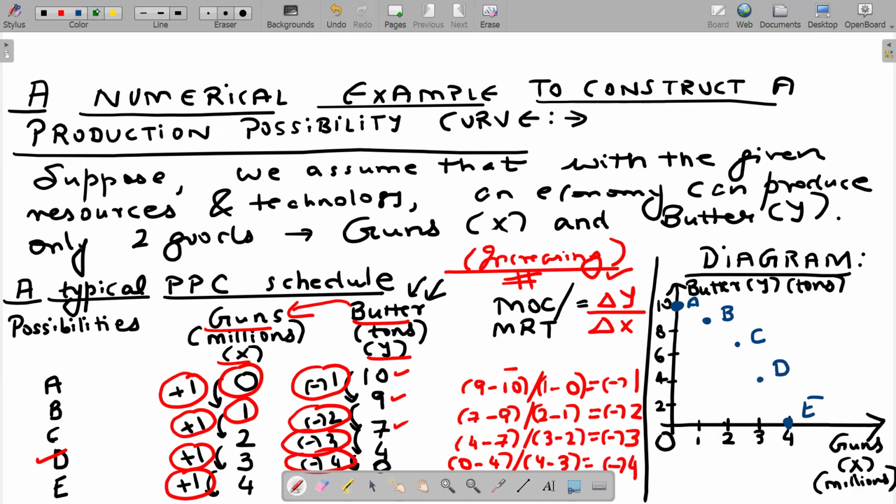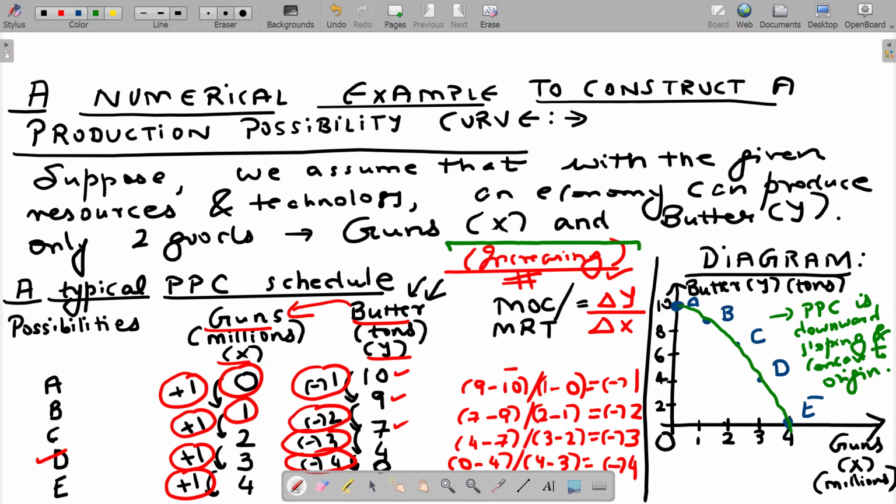So if I join all of them using a green color, see, it is coming out as a concave shape. Students can clearly see that the production possibility curve in this case is downward sloping and concave to the origin. Why is it concave? Because of increasing marginal opportunity cost. Why is it downward sloping? Because to produce more of guns, the economy has to sacrifice butter because the resources are scarce and have alternative uses.